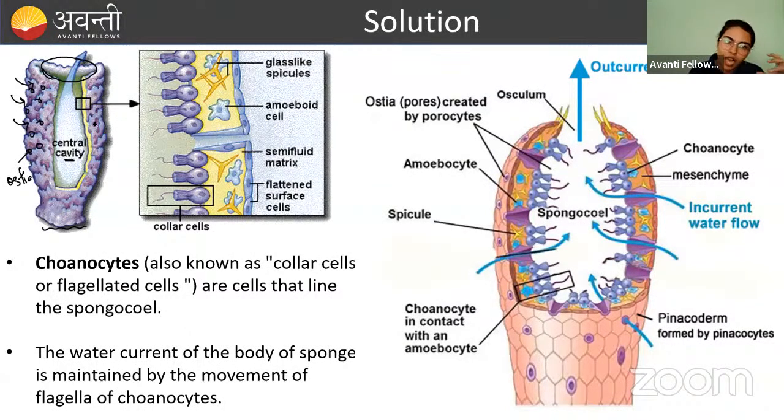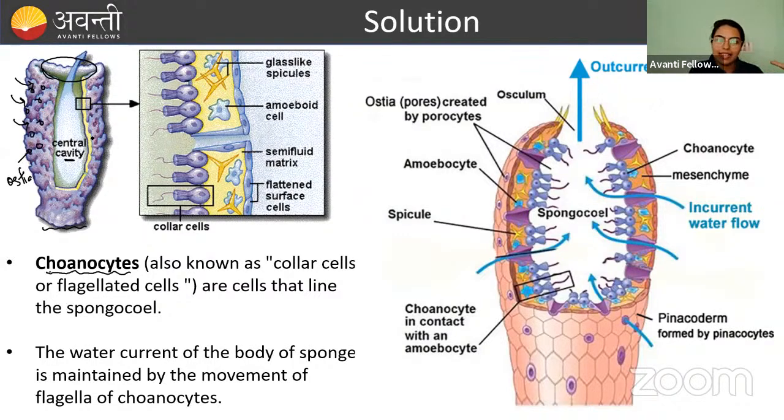मतलब जो यहाँ पे water आ रहा है और बाहर जा रहा है, इसके लिए कौन responsible है? Okay, so यहाँ पे आपको देखना चाहिए, you will be seeing a very special type of cells. We call them choanocytes. You can see here this bottle-like or flask-like structures are these choanocytes, and these choanocytes have one flagella with them.